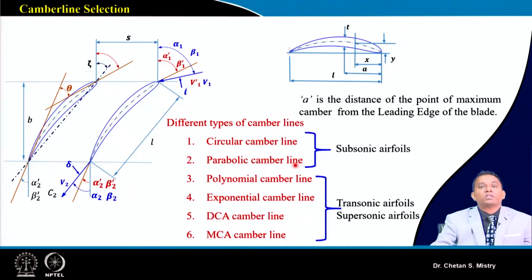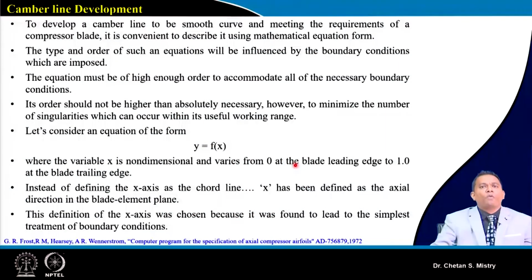Now for transonic and supersonic airfoils, we are looking for different kinds of camber line shapes. They are polynomial type or exponential type, DCA type or MCA type. So let's learn how exactly we will make these camber lines. We are discussing the development of the camber line for the transonic airfoil.